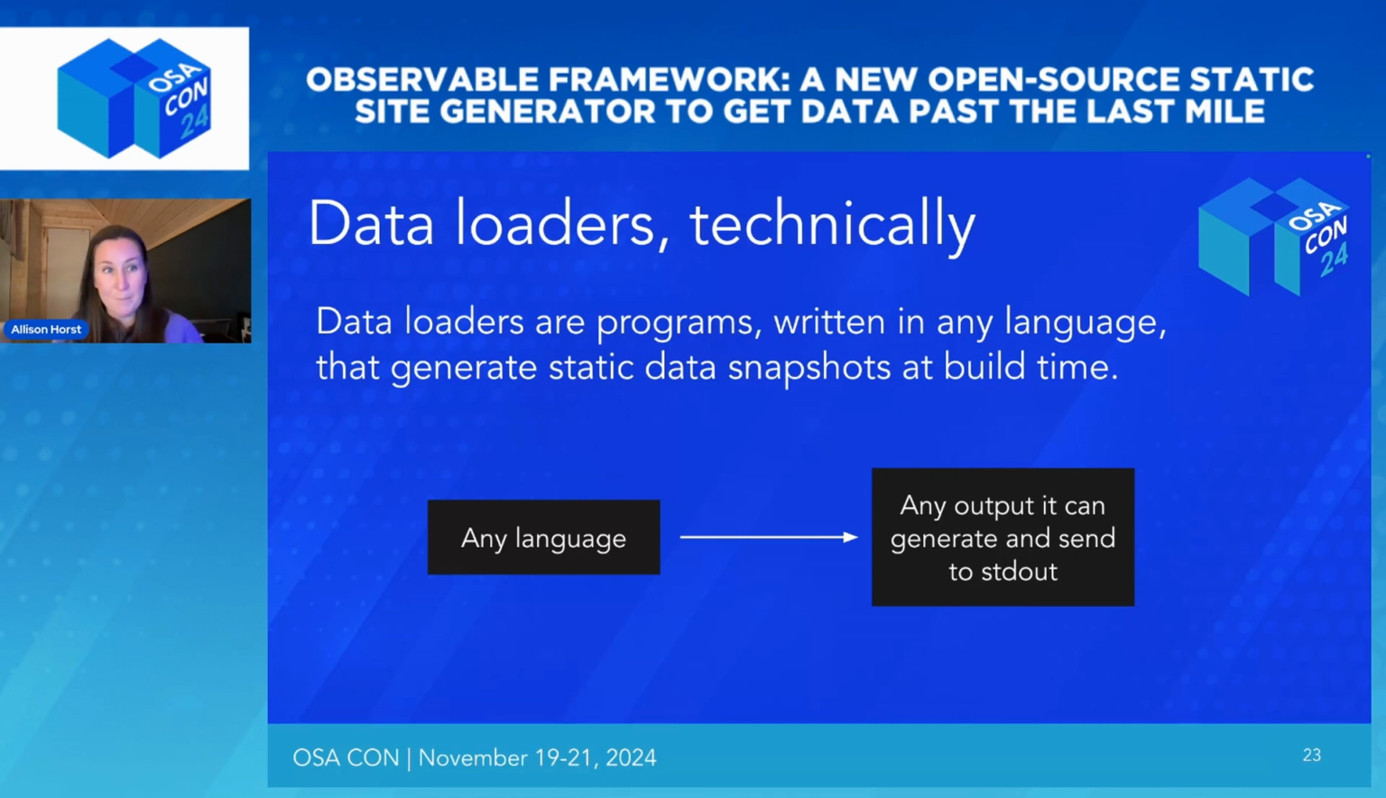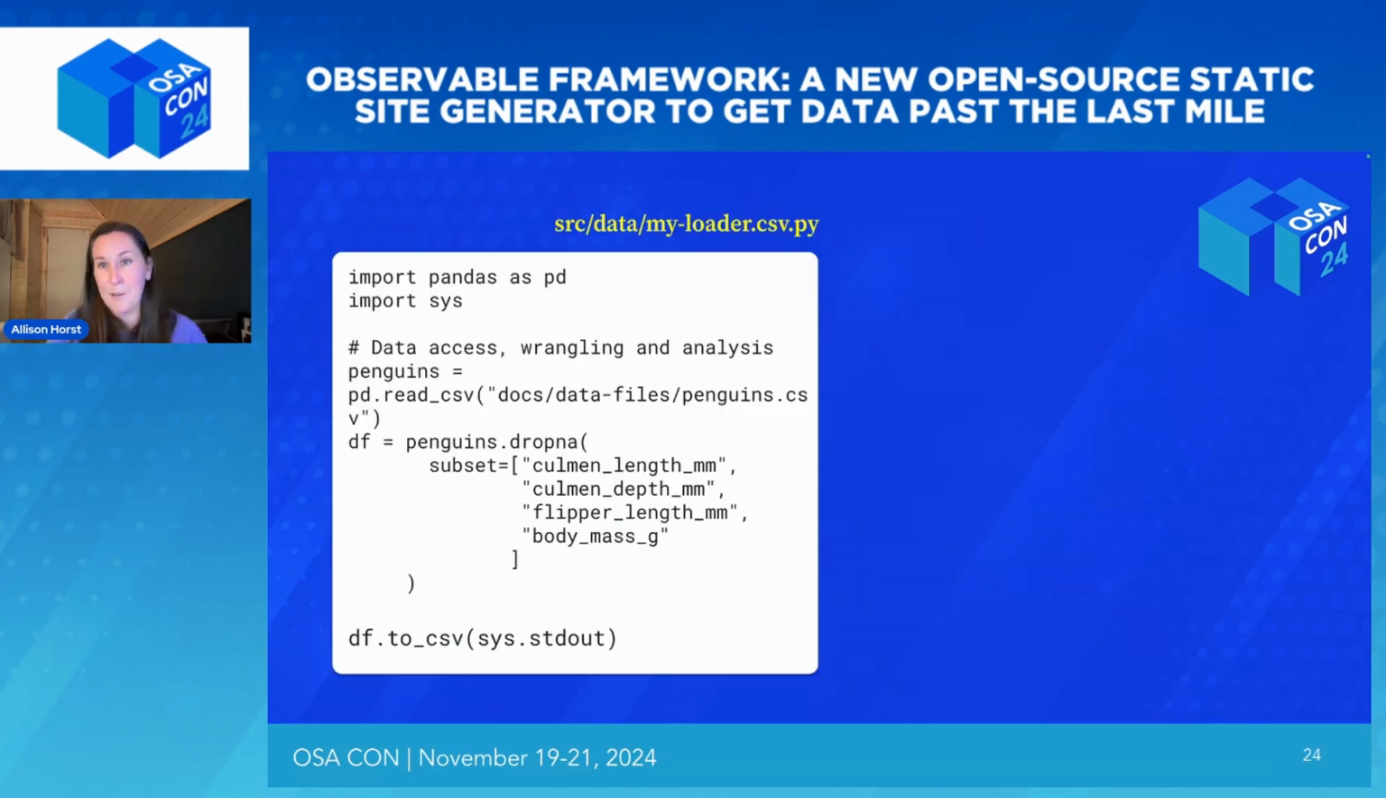It's a program in whatever language you love that generates a data snapshot, which is then sent to the standard output stream to work with the framework's routing. So, for example, it can compare a cached version of the data with updates to the data loader so it knows if it needs to be rerun. But any program that can generate output and send it to standard out, that is a data loader.